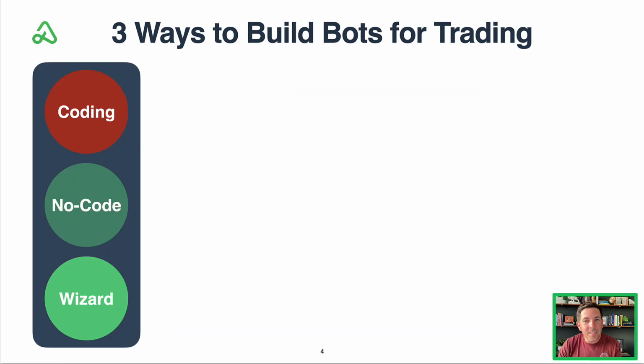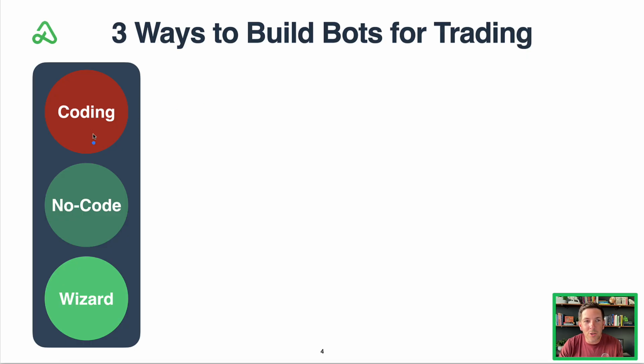So I say there's 3 ways to build bots for trading. Originally I had this just truthfully as like a red, yellow, and green, but it's not really red, yellow, and green because yellow would be like kind of caution. It's more like red, which is no go, and then you've got green, which is go, and then super green, which is the easiest way to do it. So the way that I think about building bots is 3 ways.